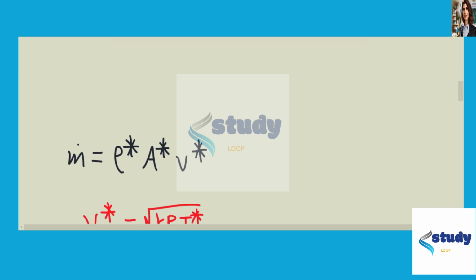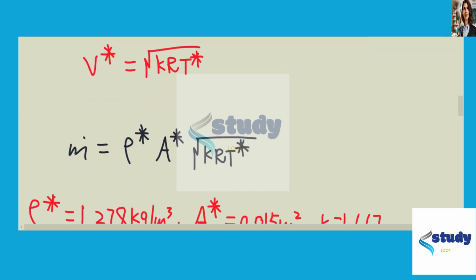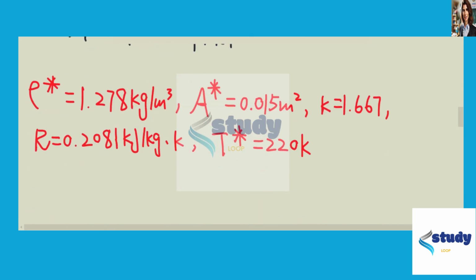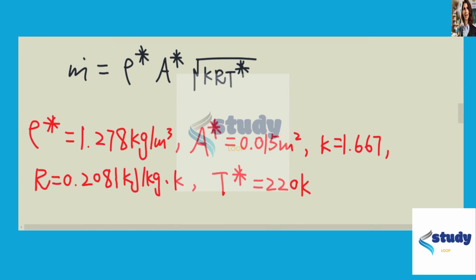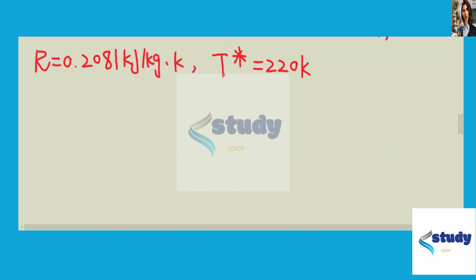So now we can determine the mass flow rate at the throat area, or the mass flow rate through the nozzle, which is equal to rho asterisk times A asterisk times V asterisk. We know the critical velocity, which is the velocity at the throat area, should be equal to the speed of sound at that location, which is equal to square root of kRT asterisk. Therefore, we have m dot equal to rho asterisk times A asterisk times square root of kRT asterisk. We know the area at the throat is 0.015 meters square, and we know all the other conditions from the previous calculations.